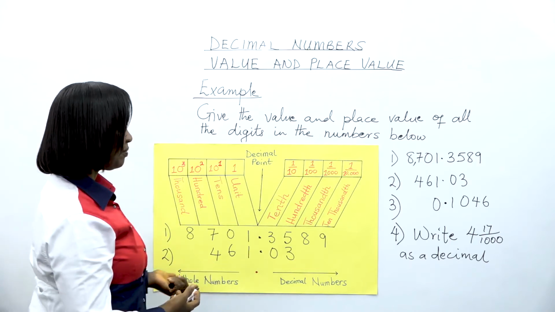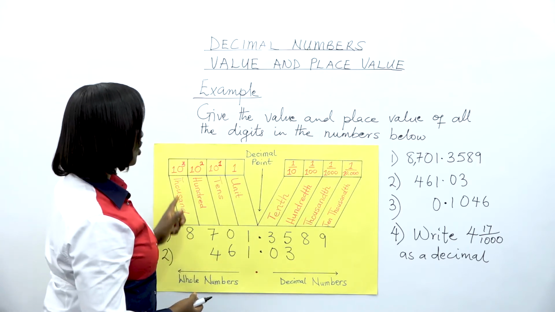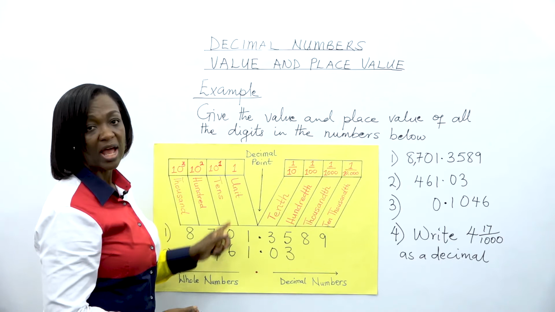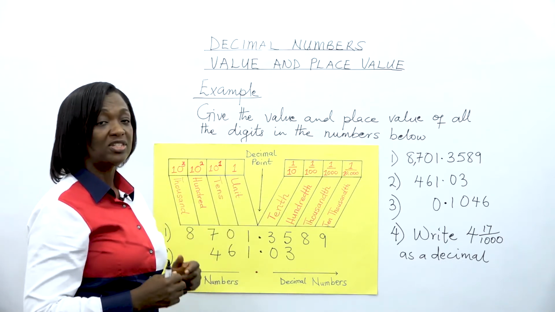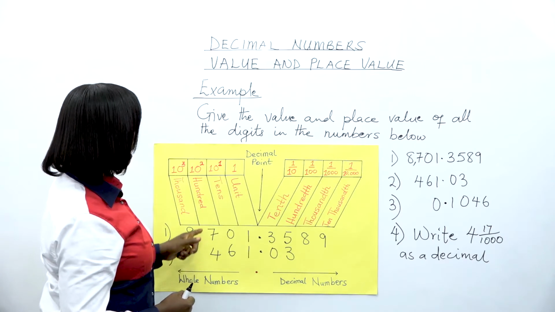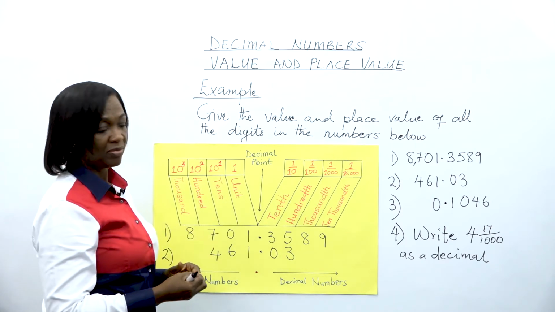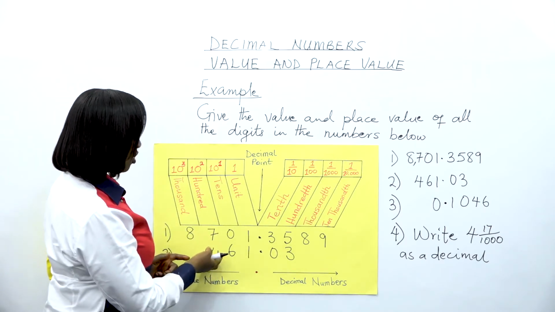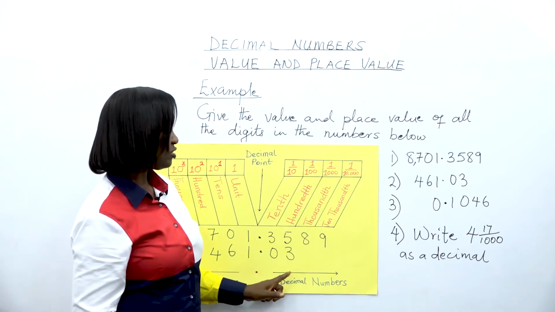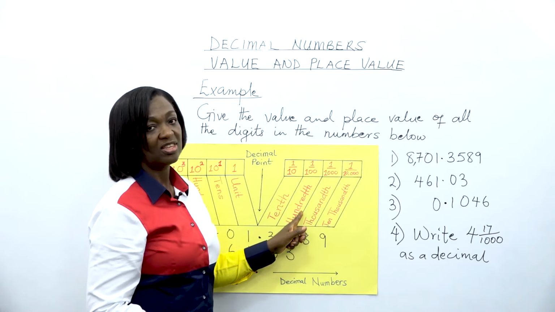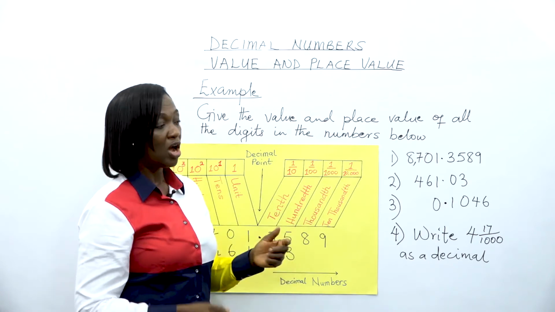It's very easy. The place value refers to the column that the number is written under, while the value of the digit is the worth of the digits. So for example, the value of the 4 is 400, while the value of this 3 is 3/100th. That is 3 out of 100.